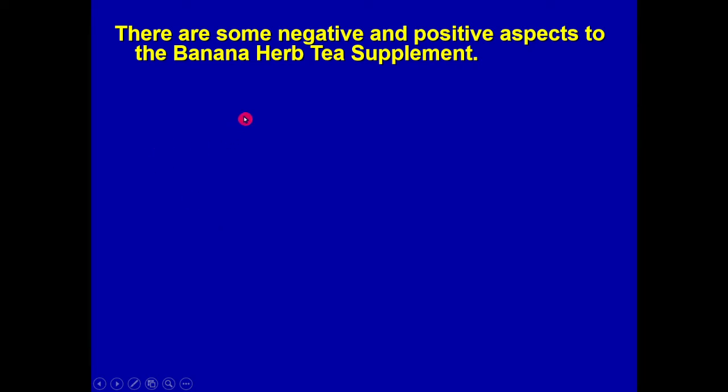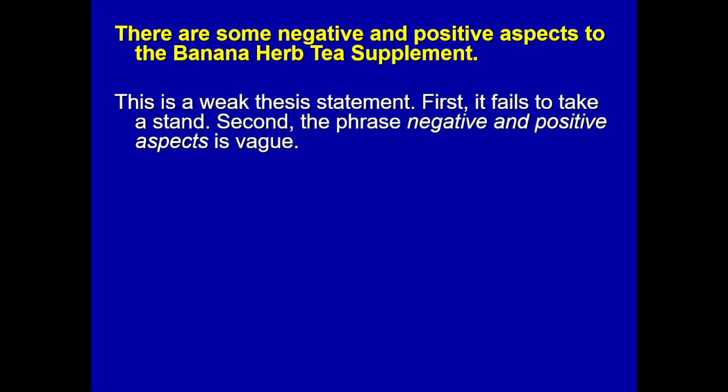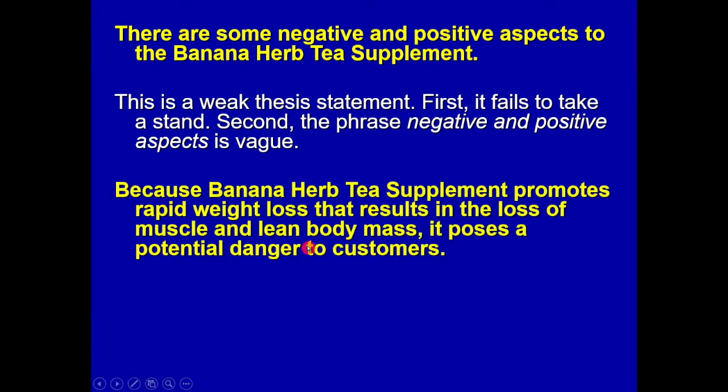Here are some negative and positive aspects of banana herb tea. So, positive and negative. This is a weak thesis statement. Why is it weak? First, it fails to take a stand. What's the stand? Second, the phrase negative and positive aspects is weak. It's positive, it's negative, there is no data. How can we make it take a stand?